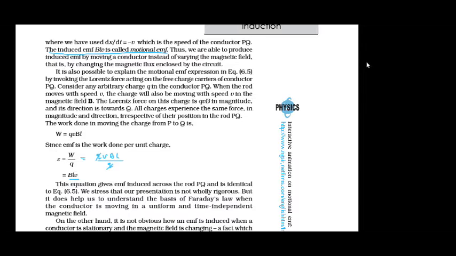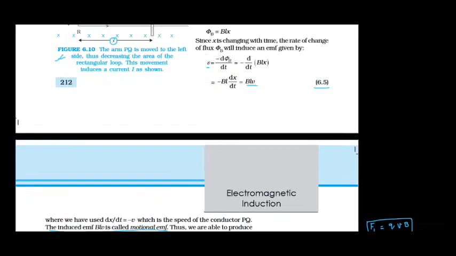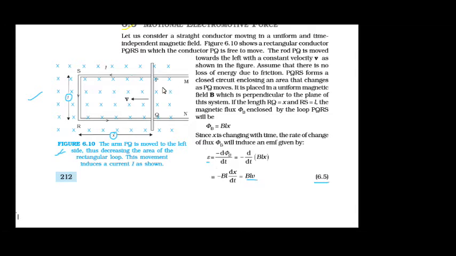So remember, the Lorentz force on this charge is qvB. You have to remember this. We have done it in electrostatics and also in the electricity chapter. And its direction is towards Q. So let us see the figure again. So the charge direction will be this.